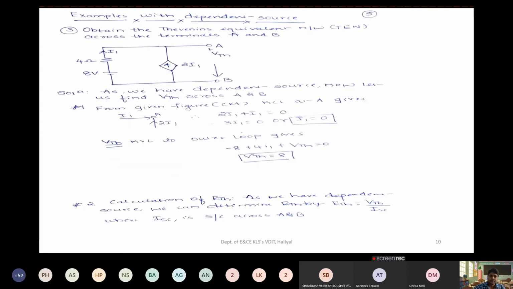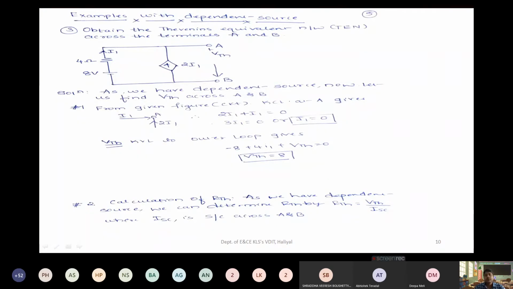Now I will take a few problems related to dependent sources. Once you have a dependent source, what approach do we have to take? VTH, no issues, you calculate as it is. But for calculating RTH, you have to short circuit that.